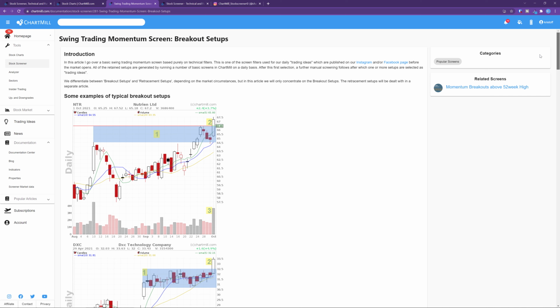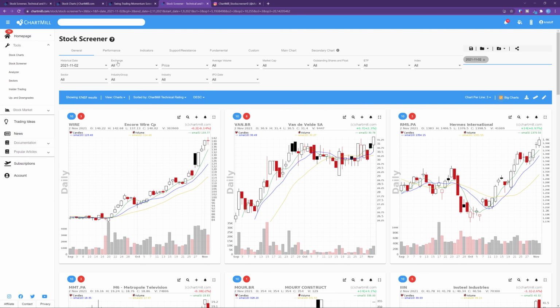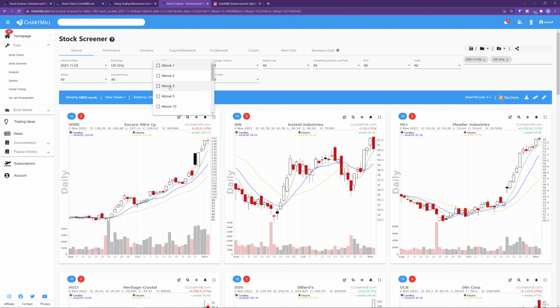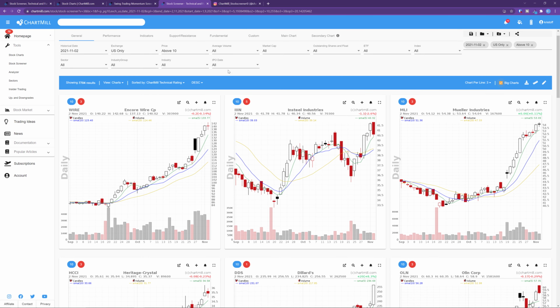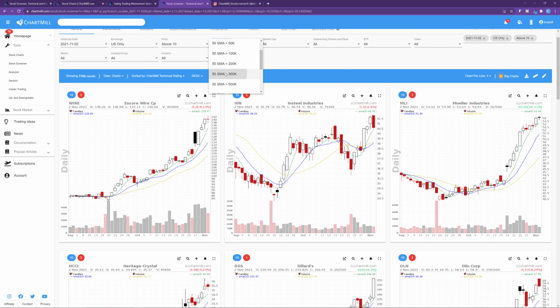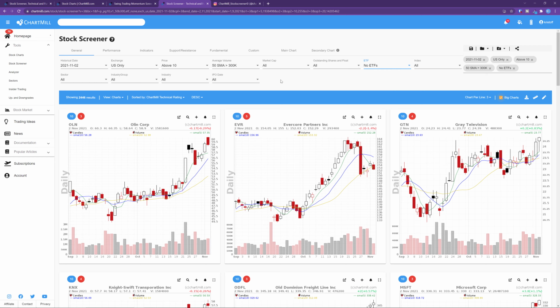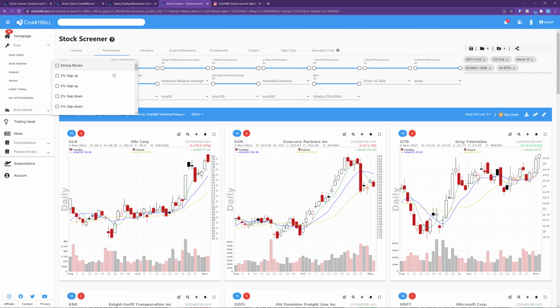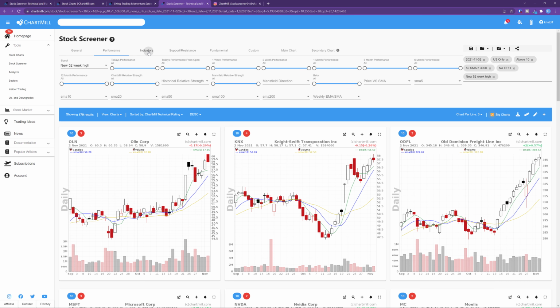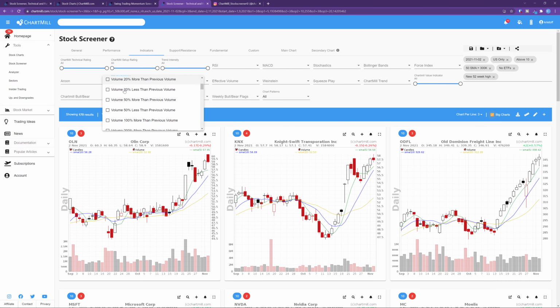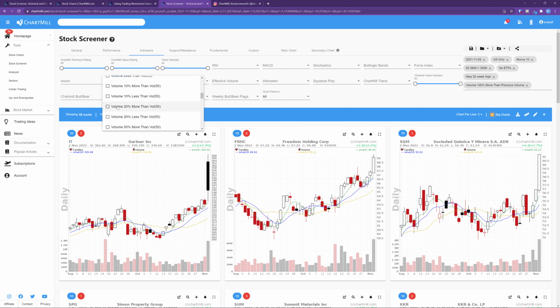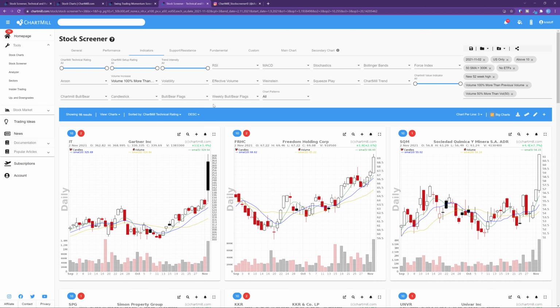The following filters are set for this screen: US stocks only, price above 10, with a minimum average volume of 300,000 and all ETFs excluded. In the past day, the stock reached its highest annual price and the volume had at least doubled compared to the previous trading day. As an additional volume filter, I set the volume of the last trading day to be at least 50% higher than the average volume of the last 50 trading days.